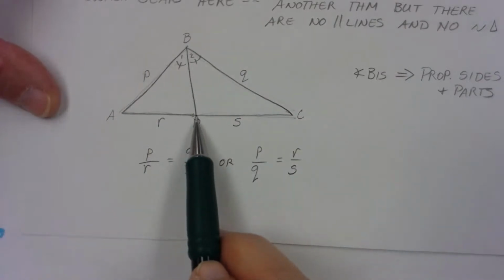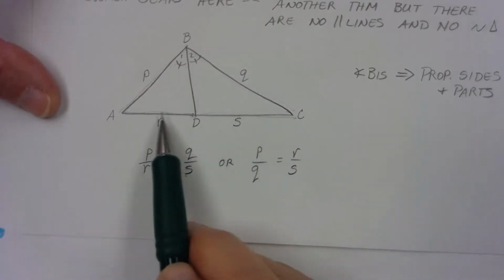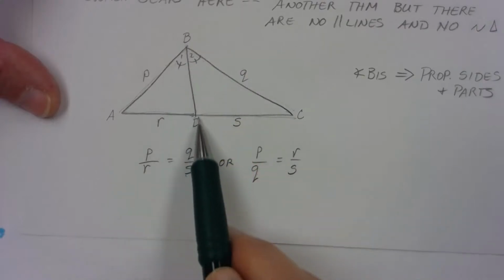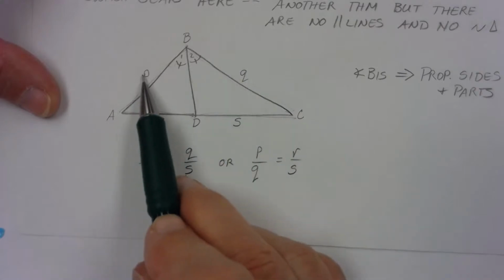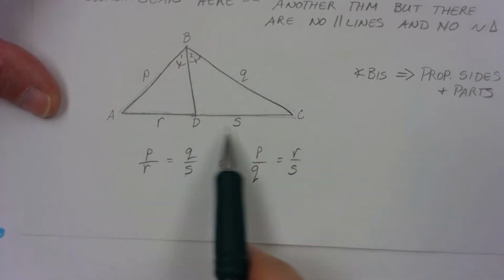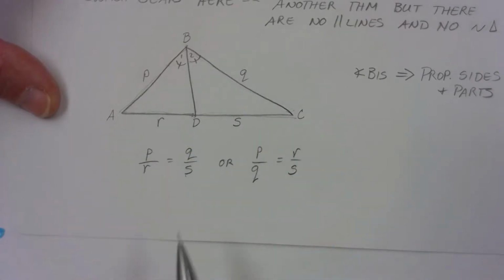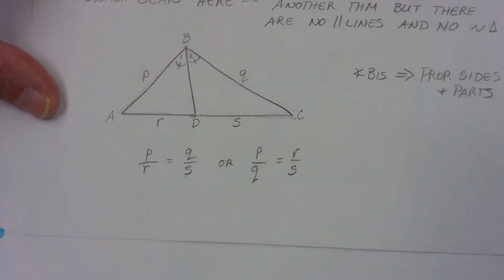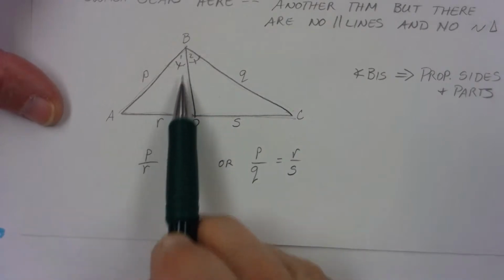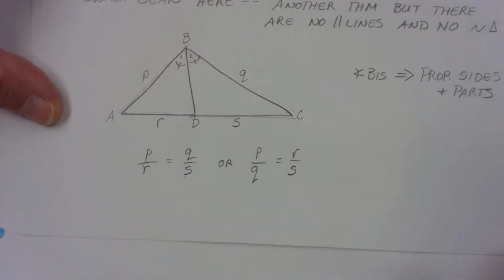We do have some parts formed by this. These are parts. These are pieces of a side that are formed when we drop that angle bisector. And they are proportional to the other two sides, short to short, long to long, short to short, long to long. And so this is a total different ball game, and you can compare sides to parts because we're not talking similar triangles here. We're talking about an angle bisector that forms these two pieces down here.